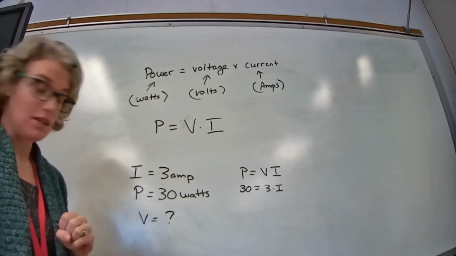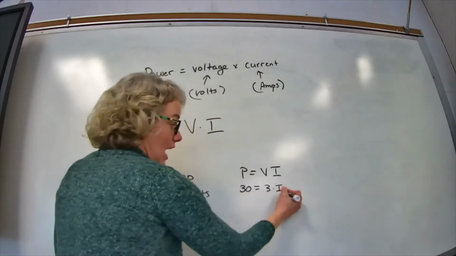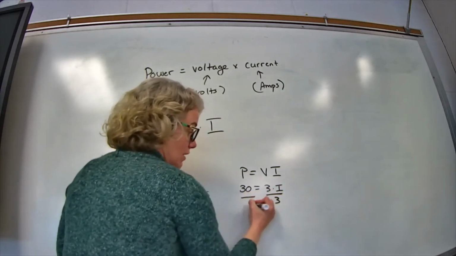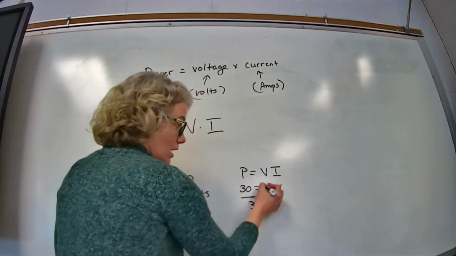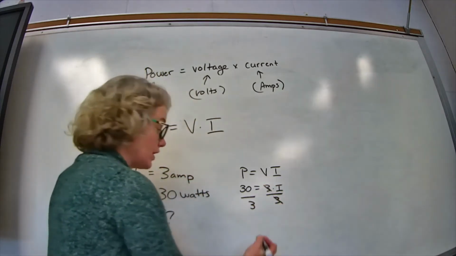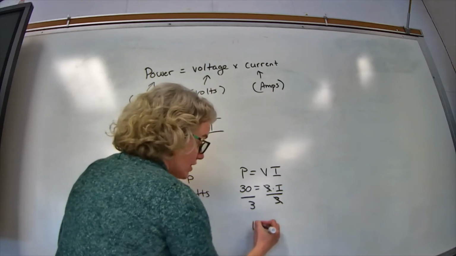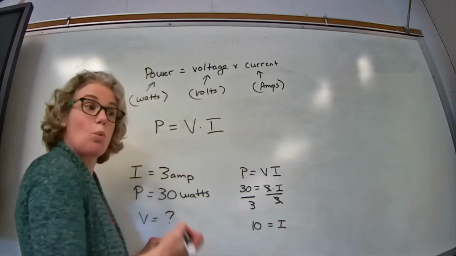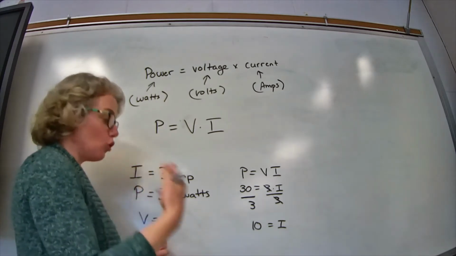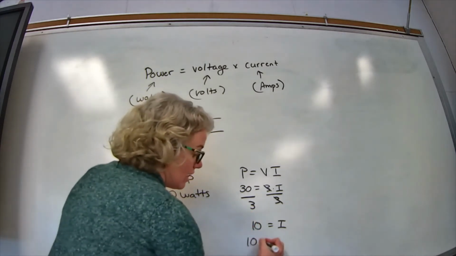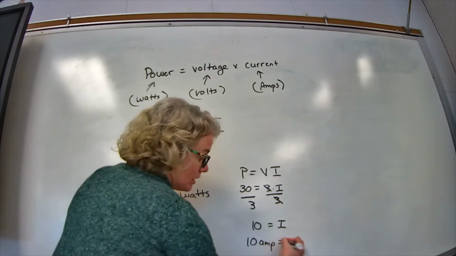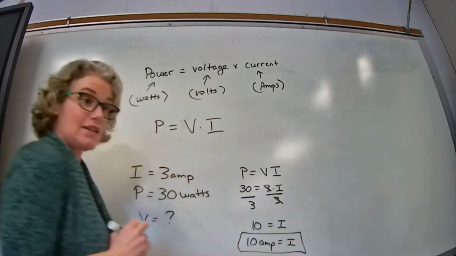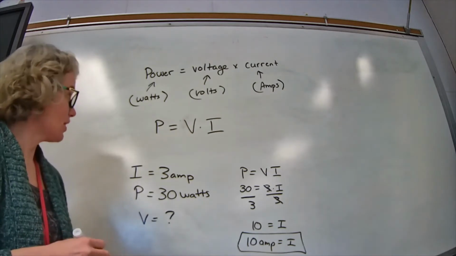Then I use my algebra skills. Okay, how do I get I by itself? I'm going to divide both sides by 3. Now these 3's cancel over here. So I have 10 equals I. 10 what? In science, we always use a unit. So 10 amps equals I. Box in my answer. Okay.